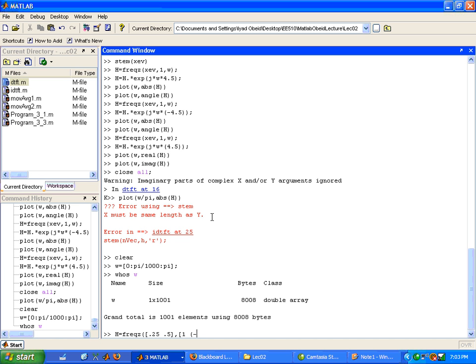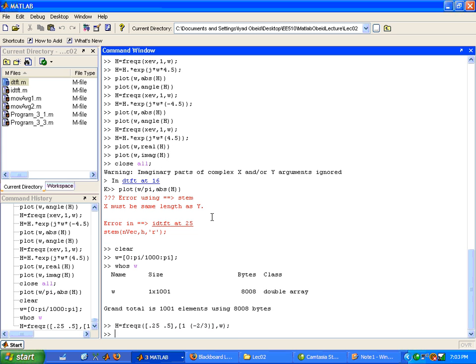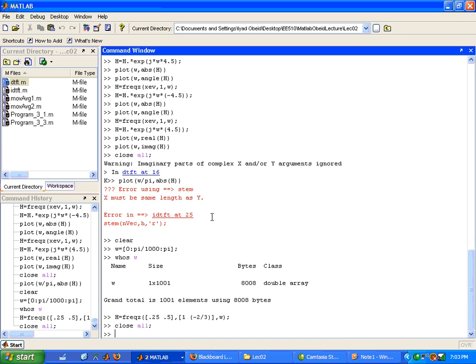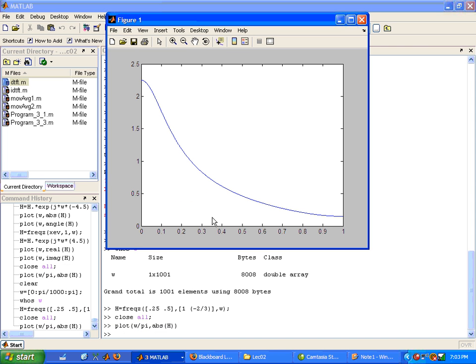So 1 and -2/3. And I specify what values of omega it gets evaluated over. Okay, it didn't burst into flames. That's good. So plot omega over pi, comma, absolute value of h. Looks like we have a low-pass filter. It's an infinite impulse response low-pass filter, as opposed to what we looked at before, which is a finite impulse response low-pass filter. But that's how you represent it, and that's what that one was before that we were just kind of sweeping under the rug. So finite impulse response versus infinite impulse response.